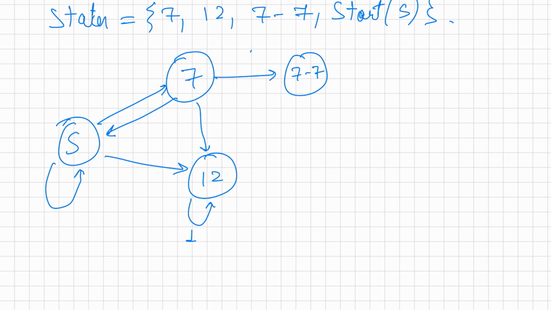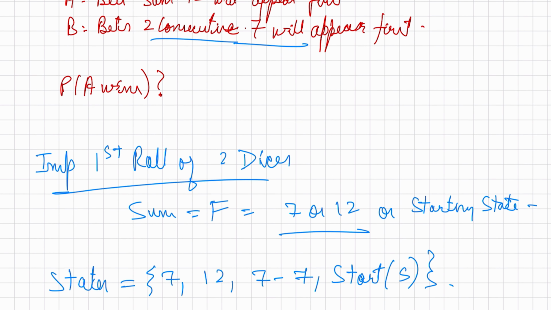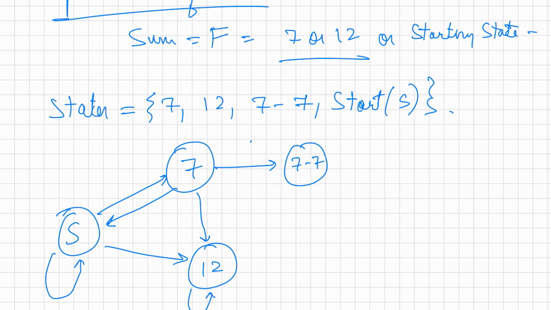Okay, and again, this is precisely the bet which player B had made: 2 consecutive 7s, sum of 7s will appear. So here the absorption is going to happen, and player B has won. Game is over. You cannot go back to this state where only 1 7 has appeared, because 2 consecutive 7s have appeared. Game is over. You cannot go back to 12.